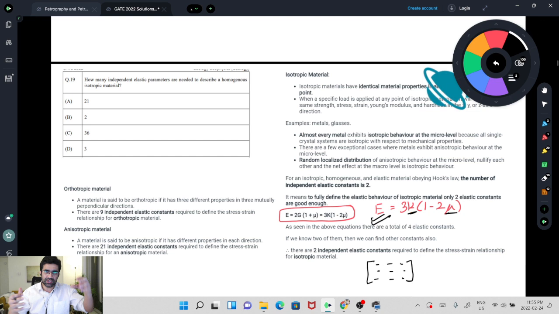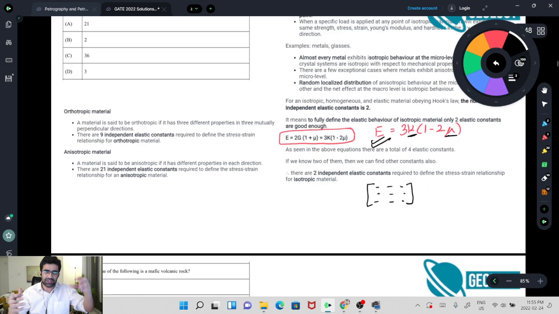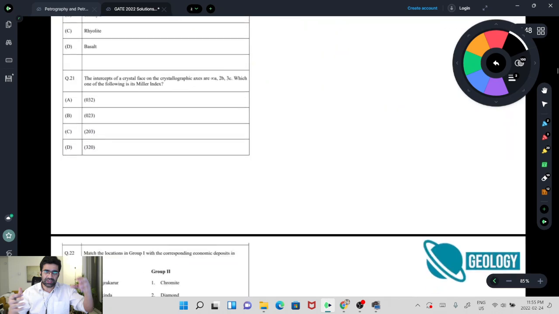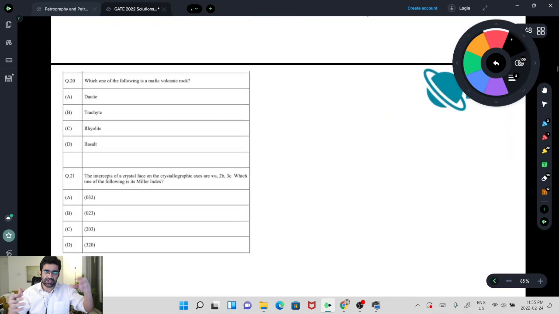Anisotropy means they have different properties in different directions, and if you do the math, it turns out that you'll have 21 independent parameters in case of anisotropic materials. This question I'm not even going to discuss. 21, very simple. Mafic volcanic rock is basalt.